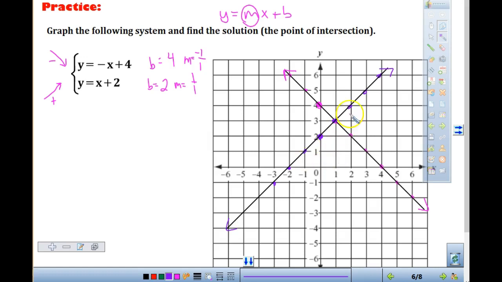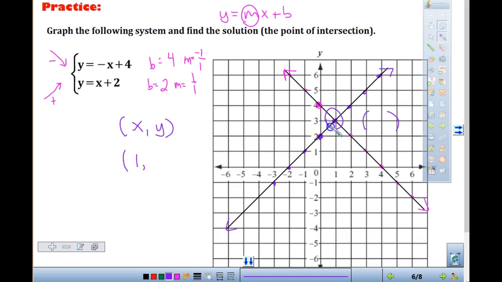So if we are looking at this first one, it says graph the system and find the point of intersection. Our point of intersection is this point right here. That point of intersection is always an x comma y. So my x coordinate is going to cross over here, should be 1. And my y coordinate is up how high?